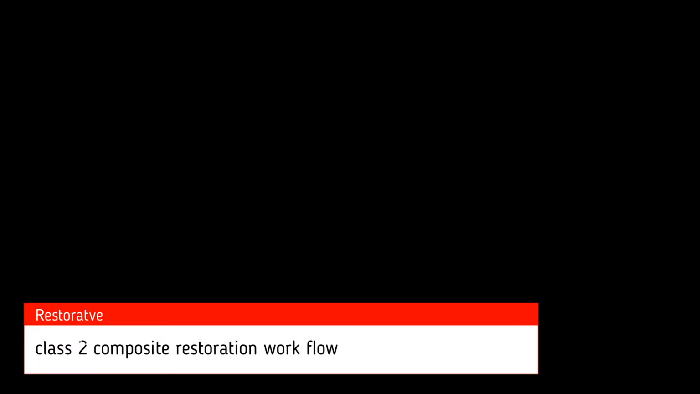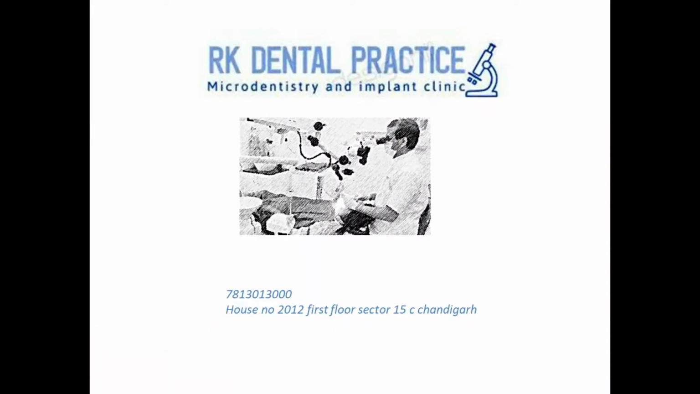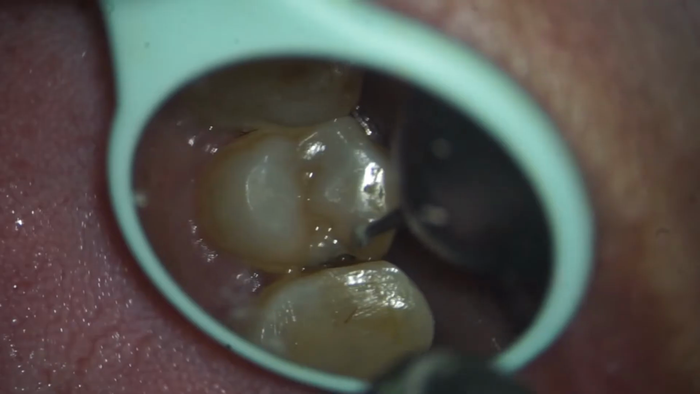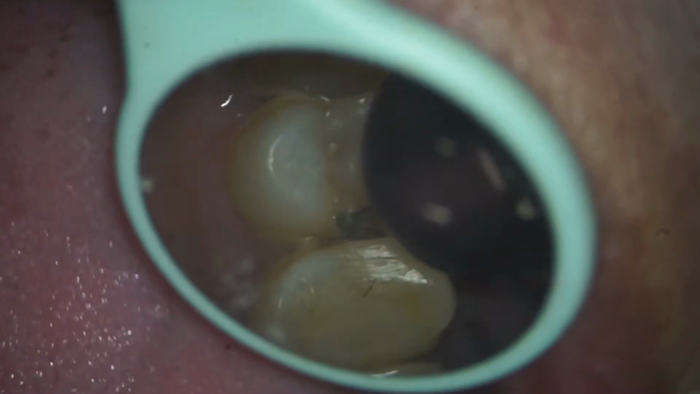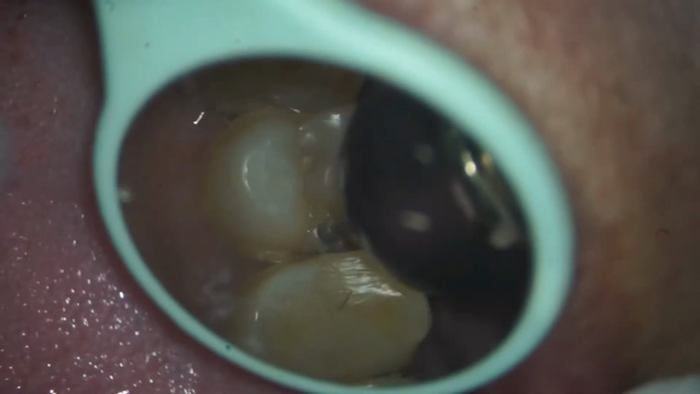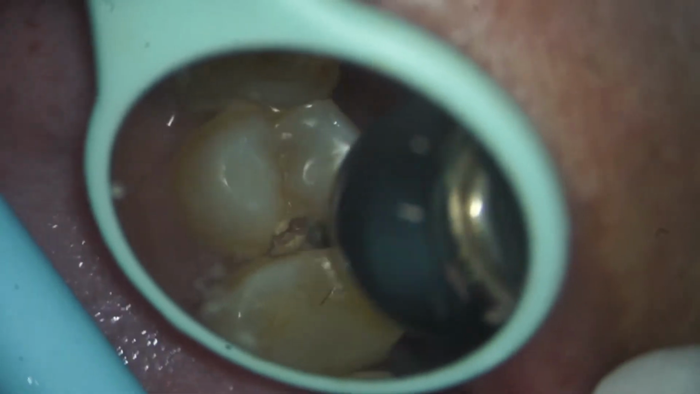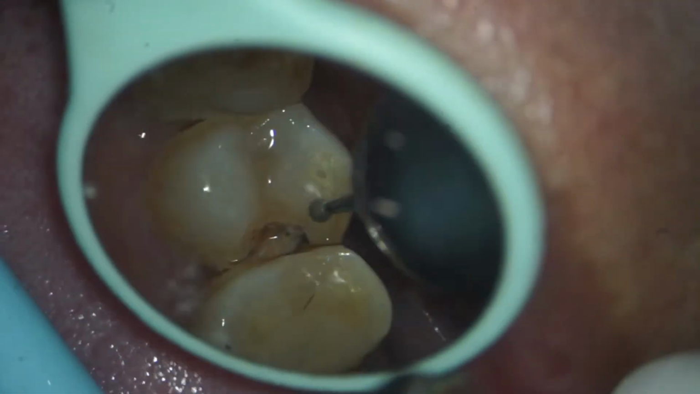Today we'll be discussing a class 2 composite restoration, how it is done, what are the various methods. So I'm Dr. Puneet, I'm a practicing microendodontist from Chandigarh. So this is our case. This is a maxillary right first premolar. You can see that there is a distal caries on it.